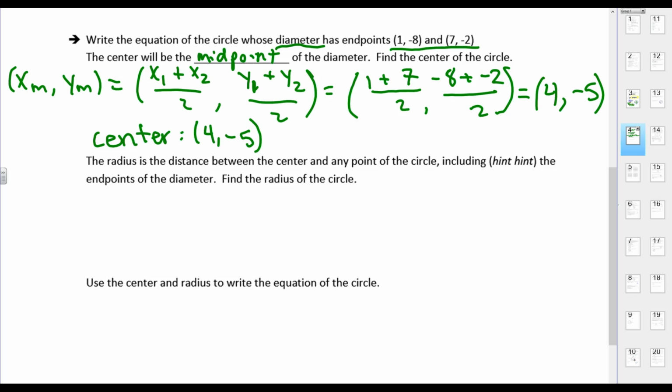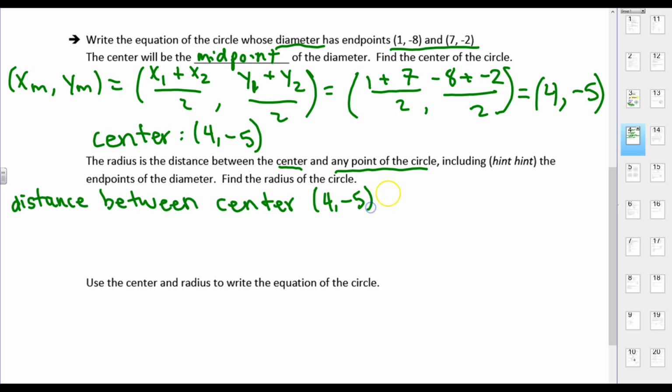Now, the radius of my circle is the distance between the center and any point on the circle, including, guys, the endpoints of the diameter. So to find the radius of the circle, I'm going to find the distance between my center point, which in this case is (4, −5), and an endpoint, which I'm just going to randomly choose, (1, −8). You could use either one. They'll both get you the same answer.